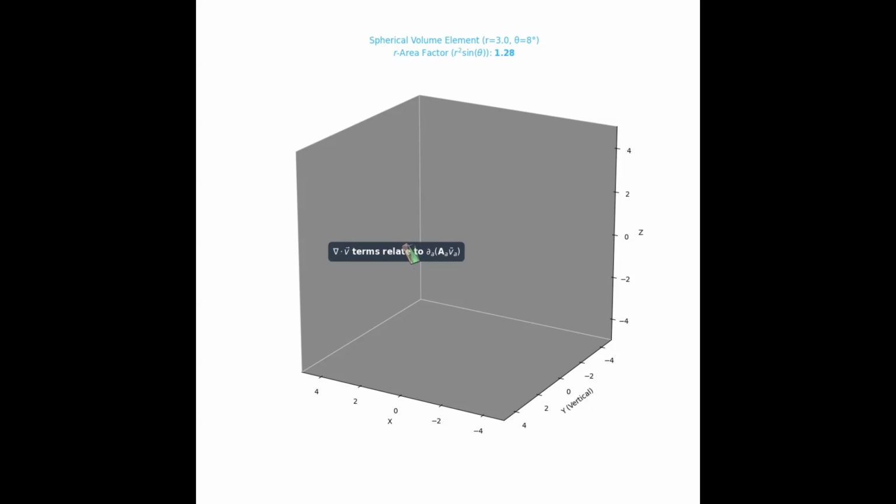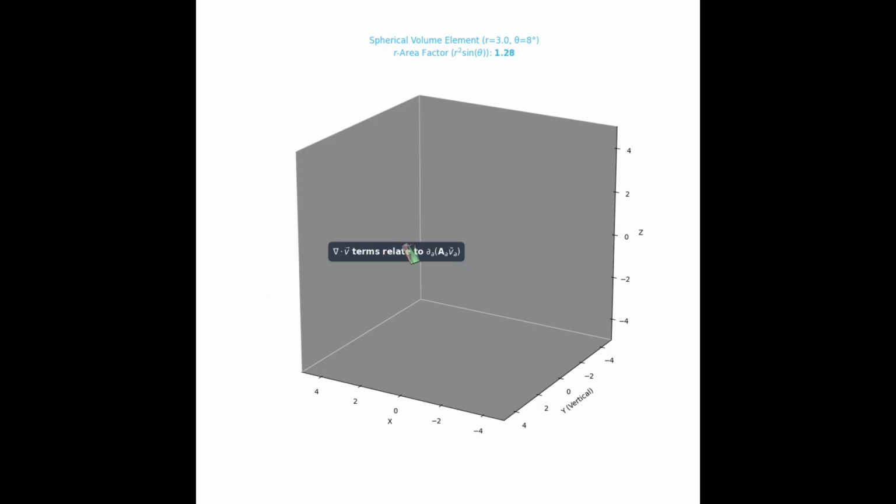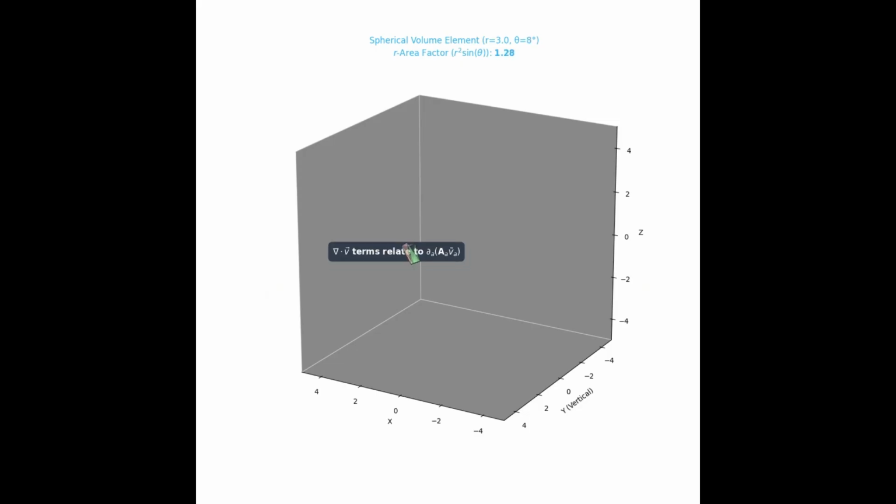Second, this geometry directly shapes the final formula. The total divergence is built from three parts, for the three ways a flow can move. Radially, so in and out; polar, that's up and down; and azimuthally, which is just around. And those geometric correction factors? They're woven right into the math for each velocity component, making sure the calculation perfectly matches reality at every single point.